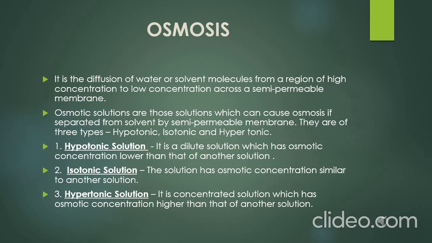Then third is hypertonic solution. It is the concentrated solution which has osmotic concentration higher than that of another solution. So in hypertonic solution, the inside of the cell has more concentration. So water will move from inside to outside the cell. So it will cause the shrinking of the cell. So in hypotonic solution there is swelling of the cell, in isotonic there is no net change, and in hypertonic solution shrinkage of the cell occurs.